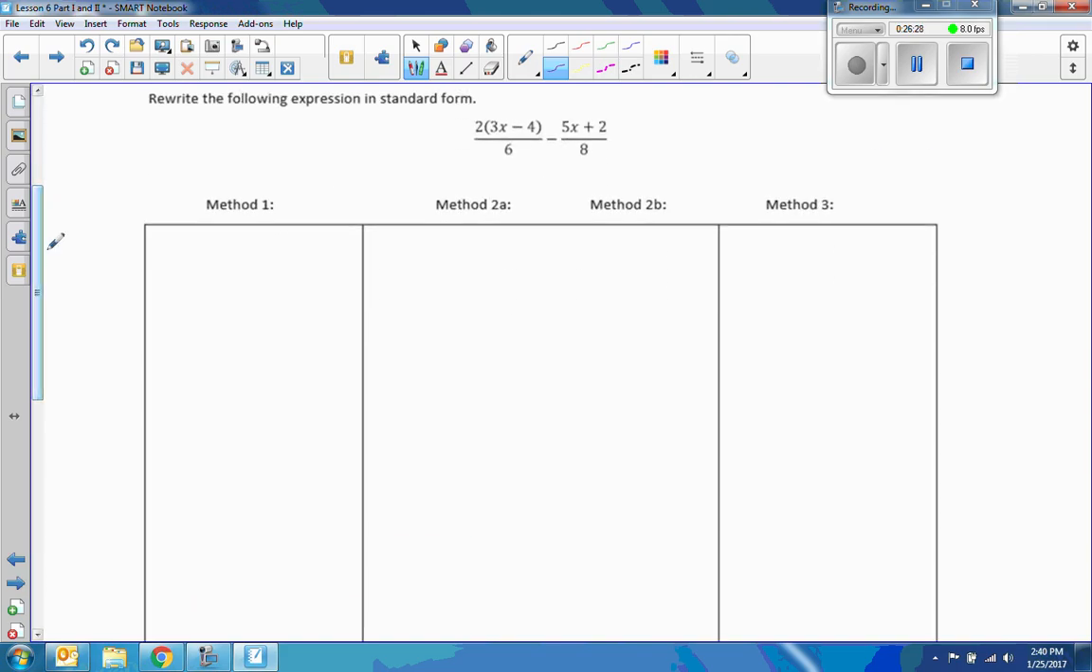Example 5. Rewrite the following expression in standard form. Okay, so we're going to do this in a few different ways just to show you that each method will come up with the same answer. And the first thing I'm going to do is I'm going to reduce. So 2 will make the 6 a 3 and the 2 a 1. So it's going to just be 3x minus 4 because I canceled the 2 and the 6, and the 6 became a 3.